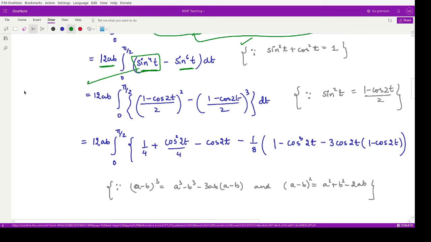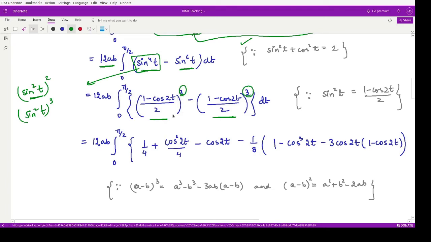So next, in order to solve this sine power 4t, what we will do, we can write this as sine square t raised to power 2, and we can write this as sine square t raised to power 3. No problem in doing this. So now we can use this formula of sine square t. What is sine square t in double angles? It is 1 minus cos 2t divided by 2. So I have just substituted these values here. Then I can open up this square and this cube values.